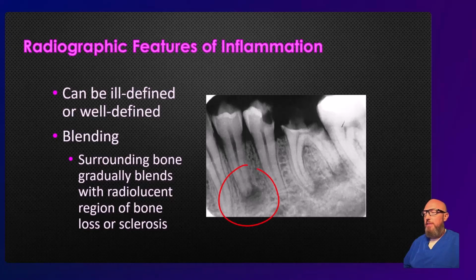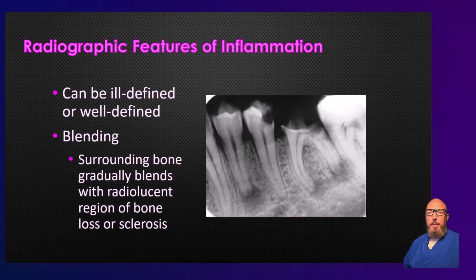You'll see parts of this lesion. This is your typical periapical lesion. Parts are well-defined, and then it kind of blends into the surrounding bone, which is the definition of ill-defined. Same thing here. Parts you see maybe a little bit well-defined, but it does have a little bit of a blending border. Also, what do we see around it?